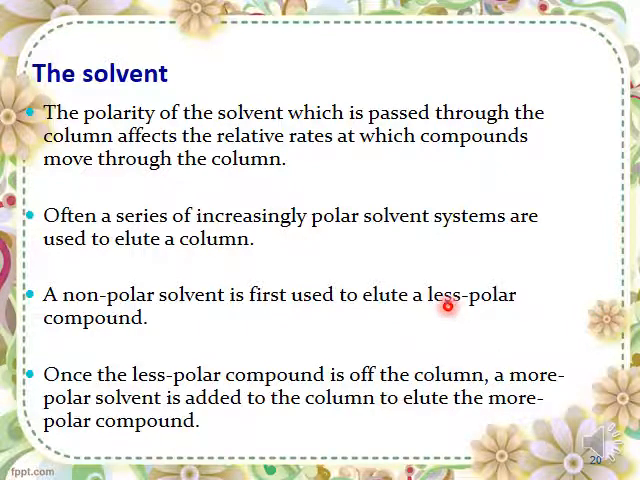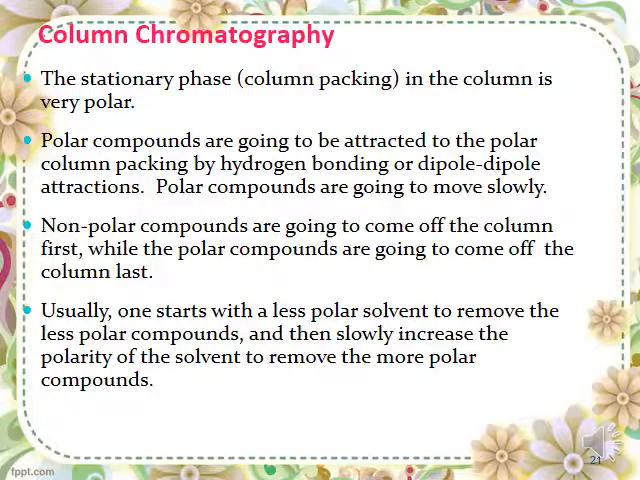Remember, the stationary phase is polar. Let's say the sample is polar, so it will be retained. So how do we move that retained polar component? We use a polar solvent, provided the polar solvent has a stronger attraction to the sample compared to the attraction between the sample and the stationary phase. The attraction is normally by hydrogen bonding or dipole-dipole attraction.